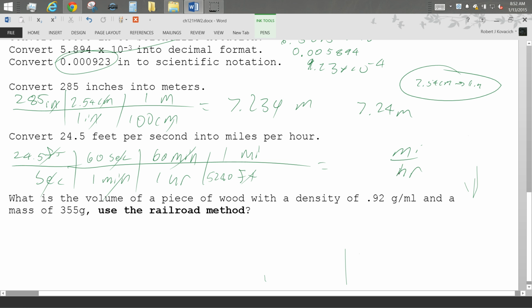What is this? 24.5 times... 16.7? And is that answer okay? 3 sig figs, 3 sig figs? All right.